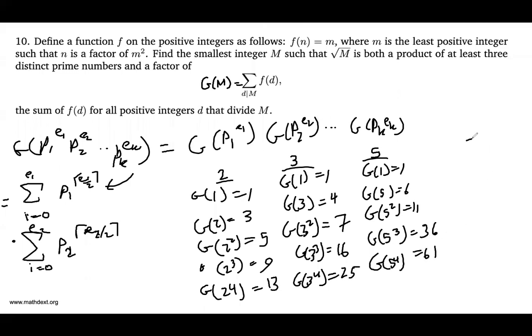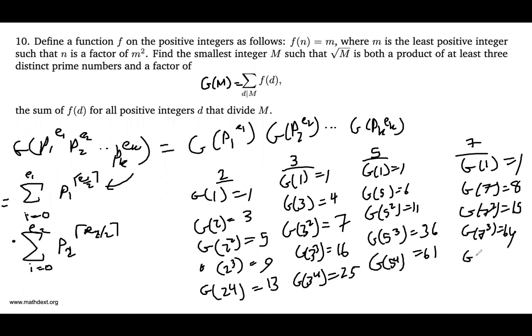Finally, we look at the prime 7, where g of 1 is equal to 1. G of 7 is equal to 8. G of 7 squared equals 15. G of 7 cubed is equal to 64. G of 7 to the power of 4 is equal to 113.